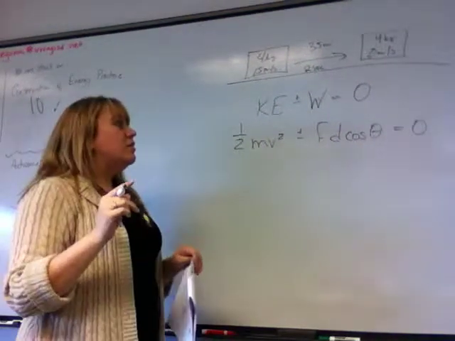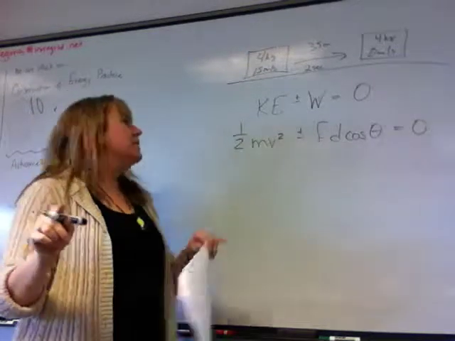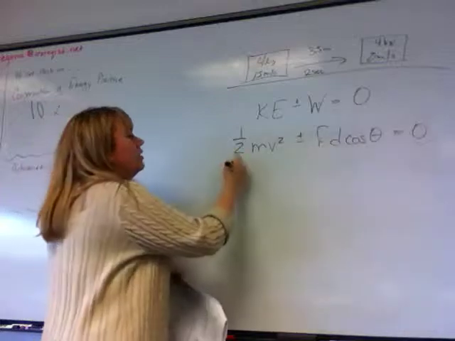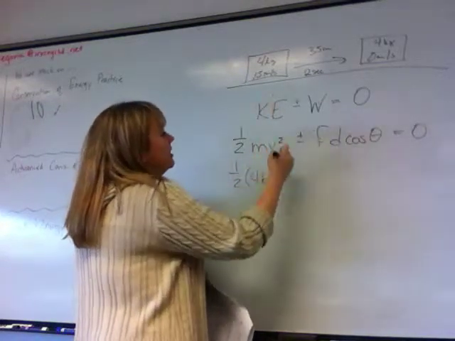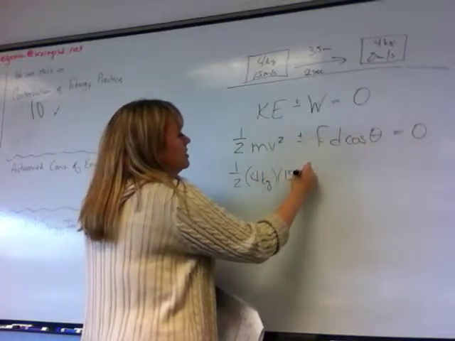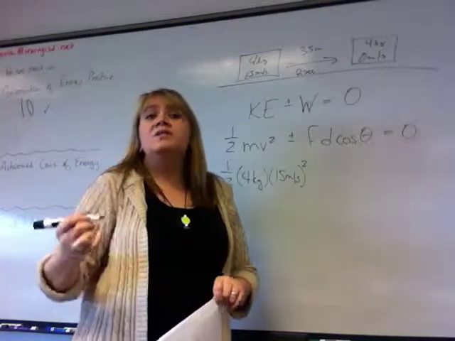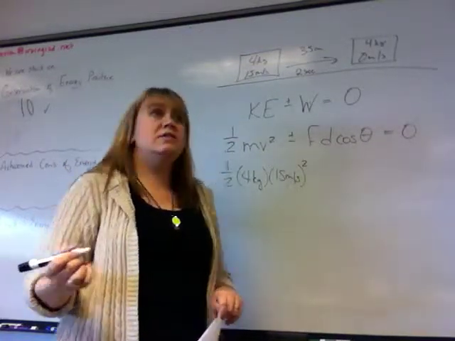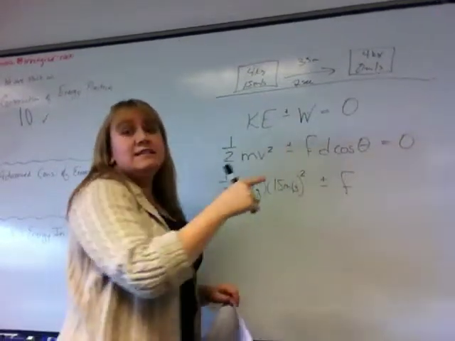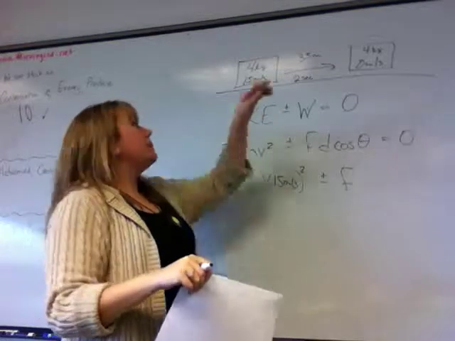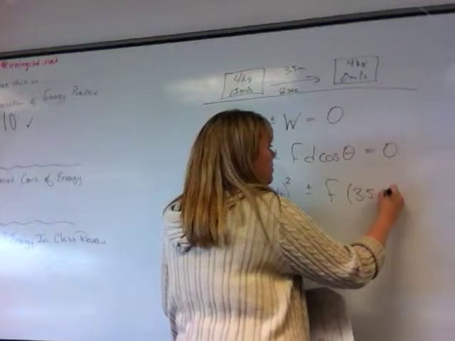We're going to leave cosine theta in there because it's kind of important in this one. For 1/2 mv squared, we know the mass of our box is 4 kilograms. It's traveling initially at a velocity of 15 meters per second, and we've got to square that value. In our work formula, we're solving for F. We want to know what the force is here. The distance they gave us is 3.5 meters.